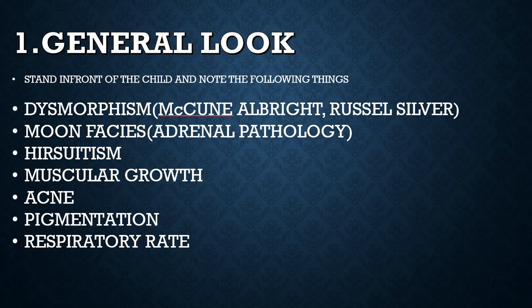So first of all, in the general look, we have to look for some things in order to rule in or rule out some diagnoses. The first thing to do is stand in front of the child and look for some important things, like dysmorphism in McCune-Albright and Russell-Silver. Any moon facies will be present if there is any adrenal pathology. Look for any hirsutism, muscular growth, acne, pigmentation, and respiratory rate.